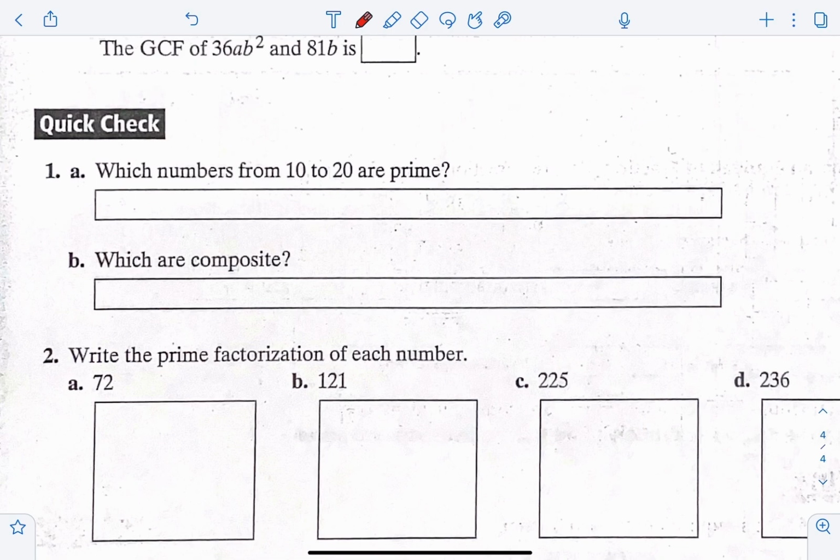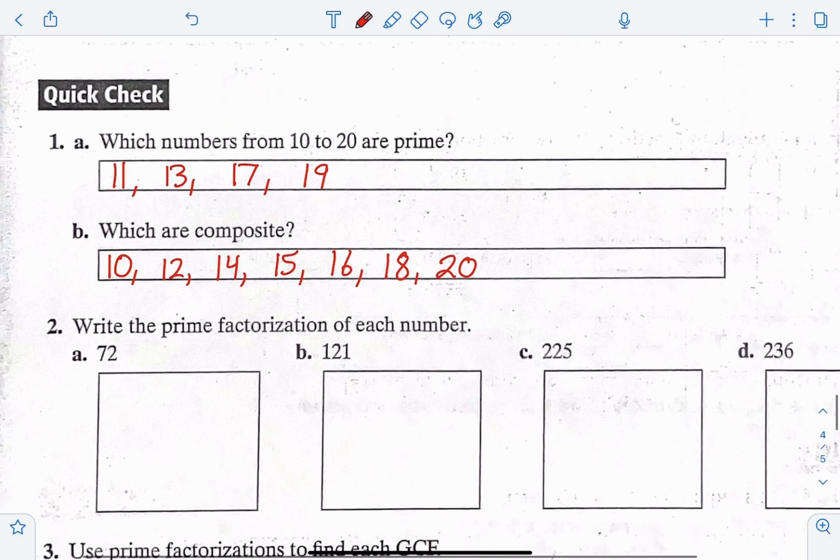All right, so hopefully what you wrote for A was 11, 13, 17, and 19 are the prime numbers between 10 and 20, which means that for composite, you should have had 10, 12, 14, 15, 16, 18, and 20.